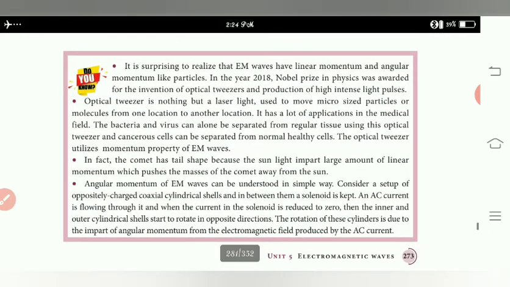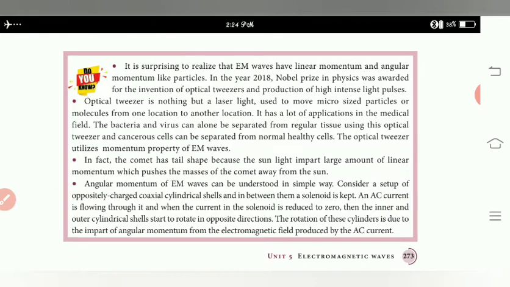Do you know? It is surprising to realize that EM waves have linear momentum and angular momentum like particles. In the year 2018, the Nobel Prize in Physics was awarded for the invention of optical tweezers and the production of high intensity light pulses. Optical tweezers are nothing but laser light used to move a micro-sized particle or molecule from one location to another location. It has a lot of applications in the medical field.